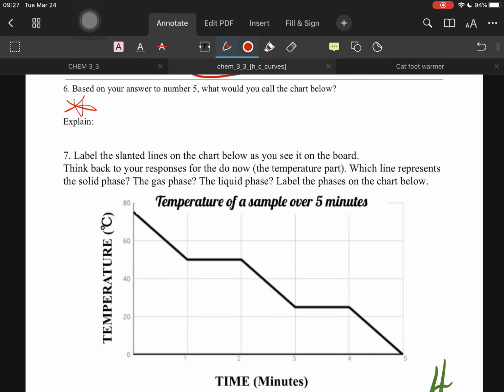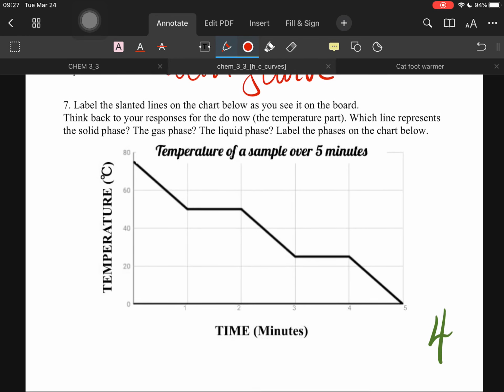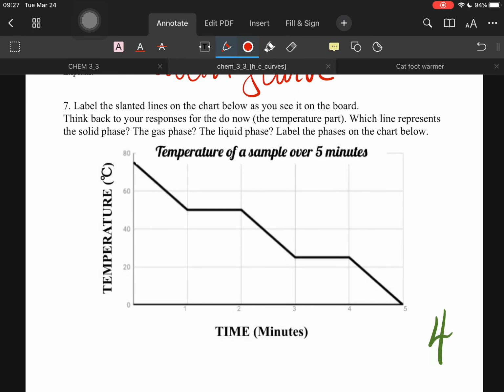My bad. Okay. So on the flip side, and I keep saying on the flip side because these are opposites, right? Heating, cooling, when you're adding heat, when you're subtracting heat. This would be a cooling curve. And why is that? Because you are cooling the substance. Okay. So labeling the slanted lines, right?